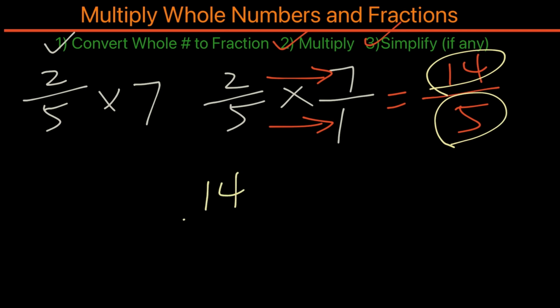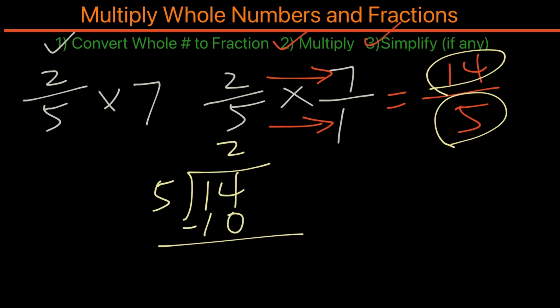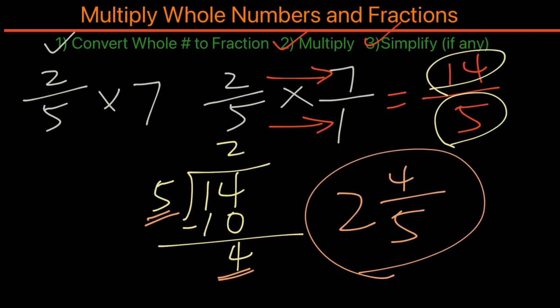So again, we're going to take 14 divided by 5. You can see this will be 2. 14 minus 10 is 4. So 2 will be the whole number. The numerator is 4. Denominator is 5. 2 and 4/5 is the answer.